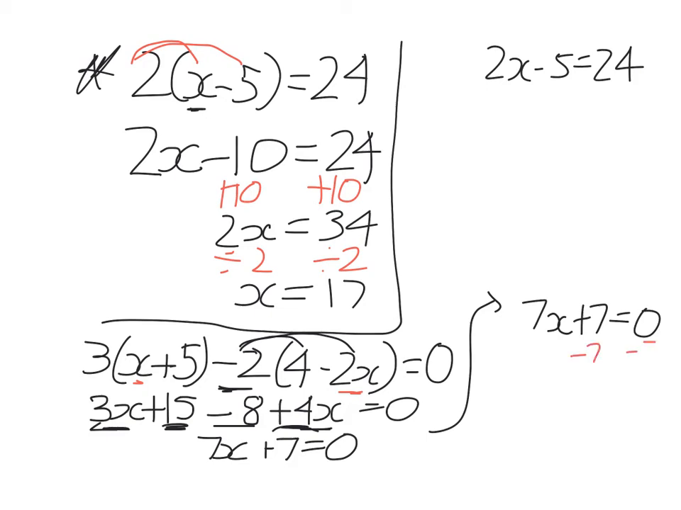Subtract 7 from both sides. I get 7x equals minus 7, and then I'm going to divide each side by 7. Now here I get the answer x is -1. There is nothing wrong with having a negative answer. If your answer is not negative, nor is it a whole number, please don't assume that you've done something wrong.